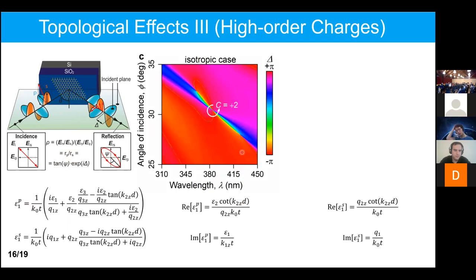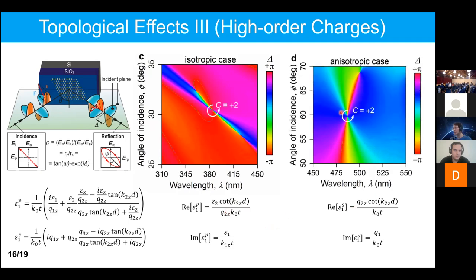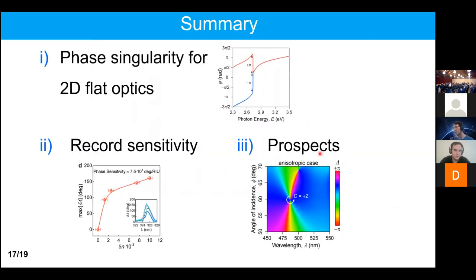But if we think further, we can use anisotropic materials, which provide much more flexibility to these equations, and we can easily achieve also charges of plus two, plus two. But for other higher order charges, you need really some more complicated structures. So to conclude, we provide a very simple idea of how to get very efficient phase accumulation. As a practical demonstration, we provide the record sensitivity of the biosensors, and we proposed the new concept of high order charges and charge annihilation in these structures.